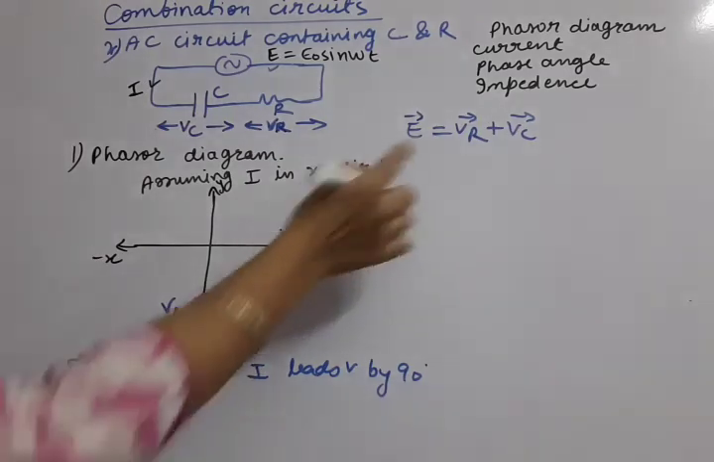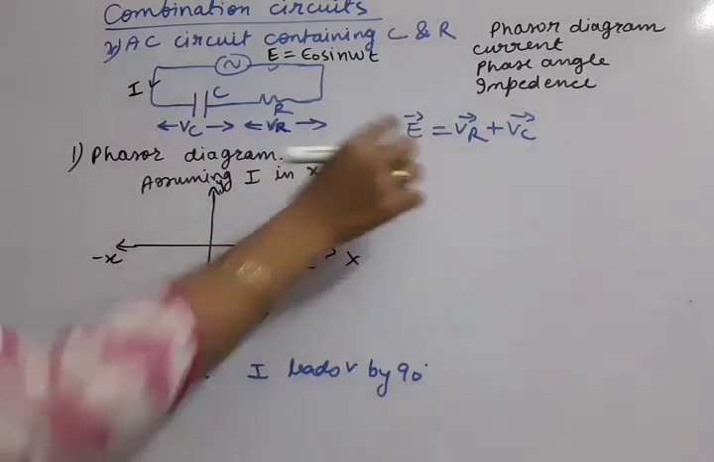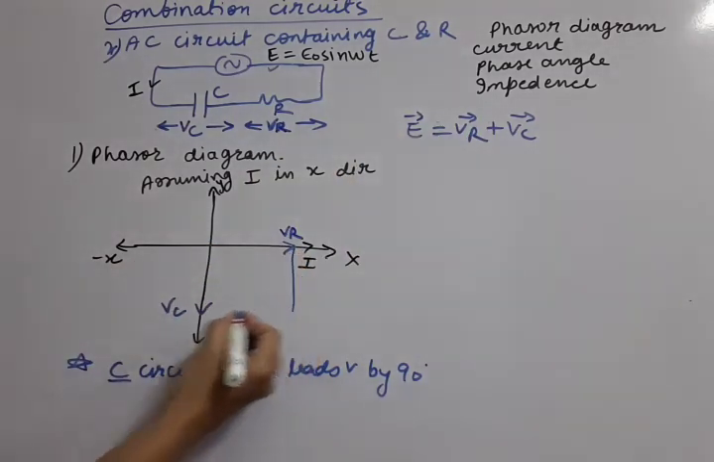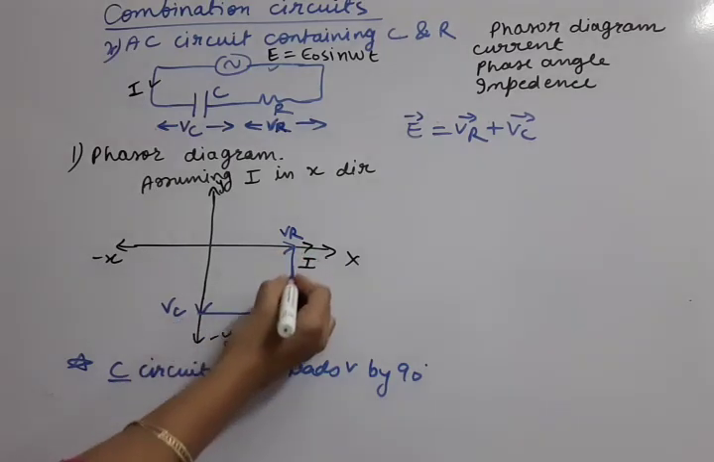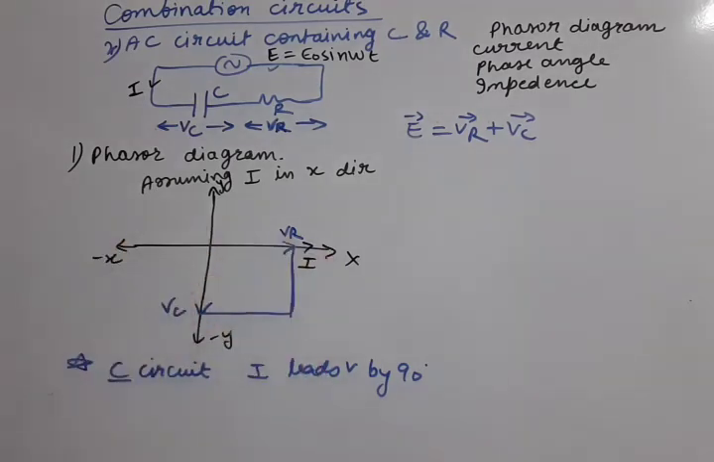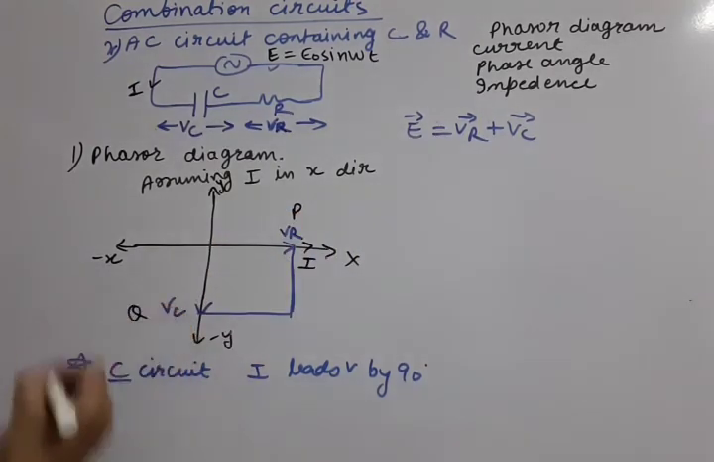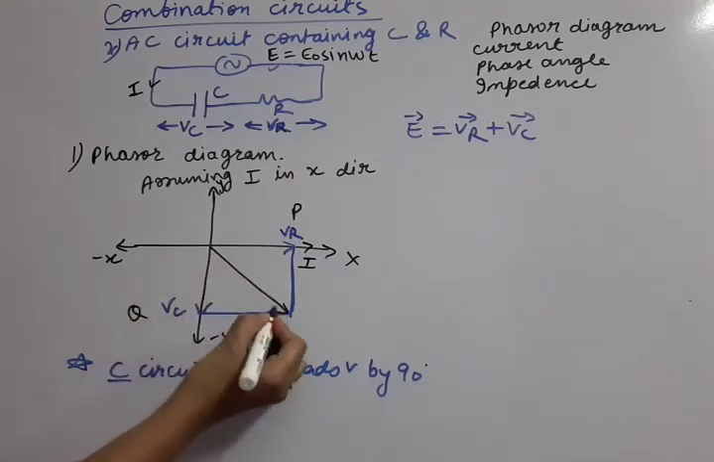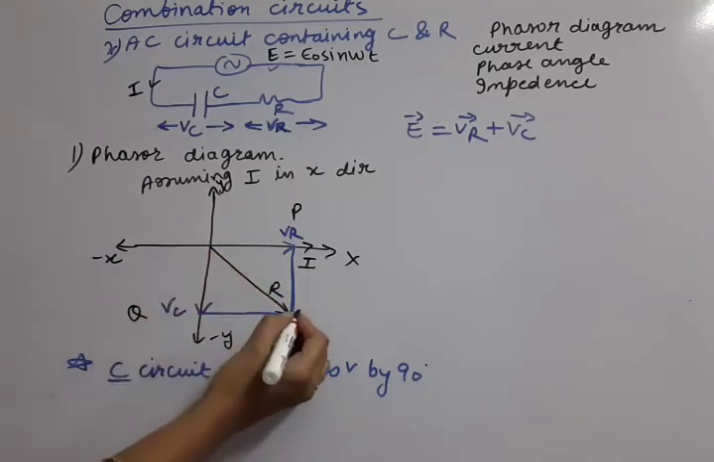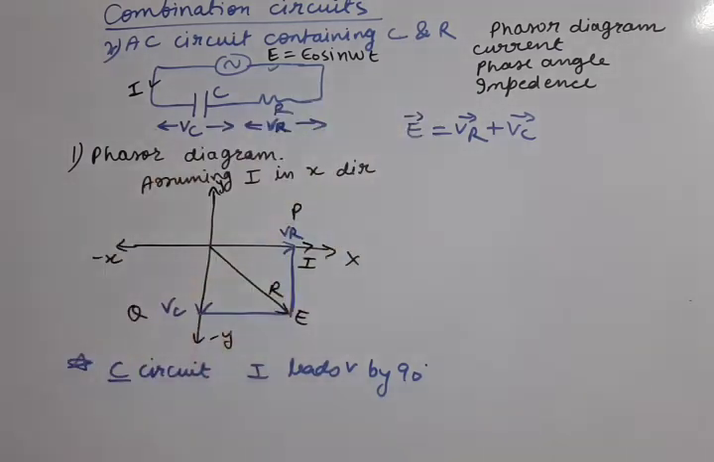Now we will complete the parallelogram so that we can show this E. The parallelogram is now on the downside because the VR and VC vectors are here. Let us name them: VR we name P, VC we name Q, and the diagonal we name R. The diagonal is the resultant, so the resultant is E. Now, using that same R equation, we will solve for the current.